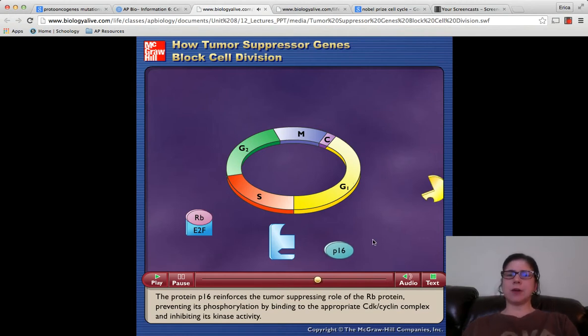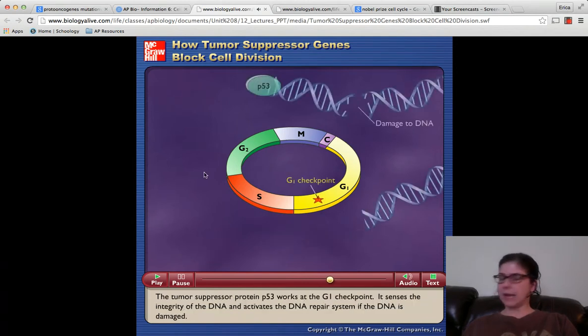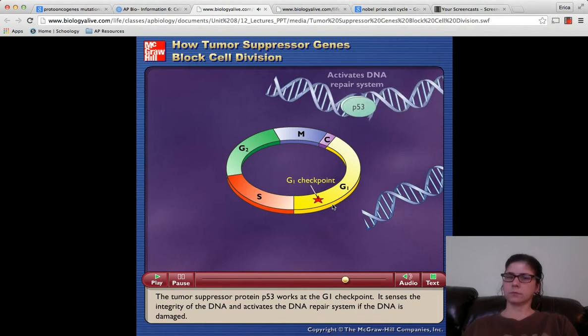You don't need to memorize all these, P16, E2F. If you have an idea of RB, and then P53 up over here, P53 shows up in multiple checkpoints.